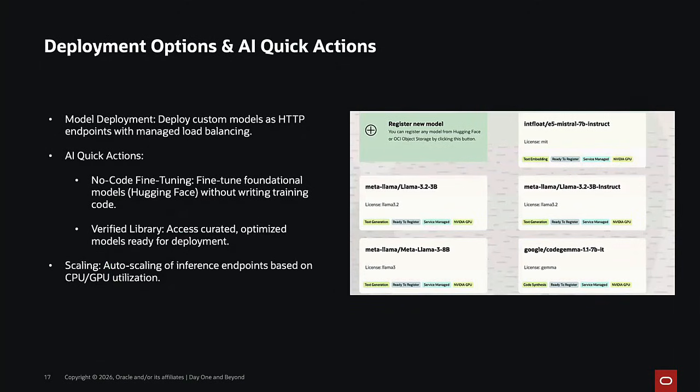This screen shows the AI Quick Actions interface that I mentioned very briefly when we talked about the hybrid approach. You can browse a curated list of verified models, like Llama, Mistral, and others. The beauty here is that these models are pre-optimized for OCI hardware. You can click a card and then you have two buttons, fine tune and deploy. If you choose fine tune, you just upload your data set and we handle the orchestration. You don't have to write the PyTorch training loop. It just democratizes the ability to customize these powerful open source models.